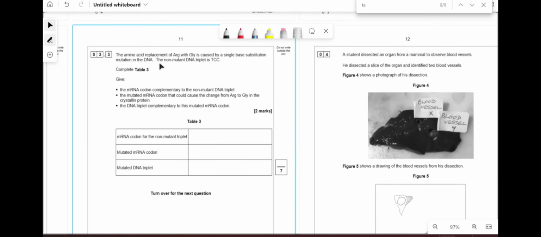The amino acid replacement of arg to gly is caused by a single-base substitution in the DNA. The non-mutant triplet is TCC. Complete table 3. Give the mRNA codon complementary to the non-mutant DNA triplet, the mutated mRNA codon that could cause this change from arg to gly in the crystallin protein, and the DNA triplet complementary to this mutated mRNA codon.